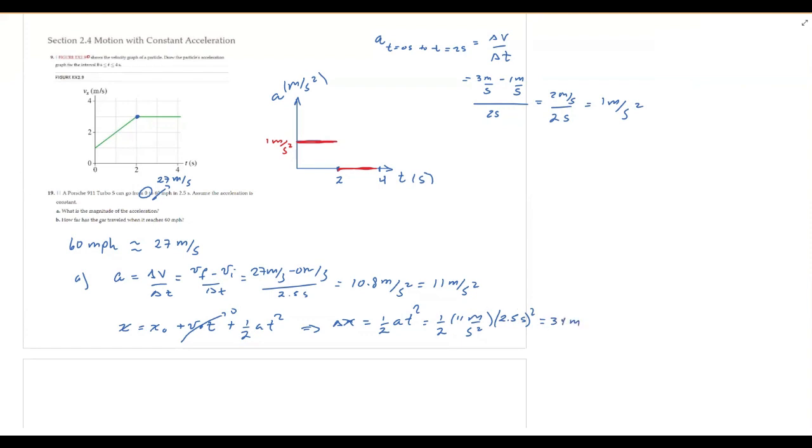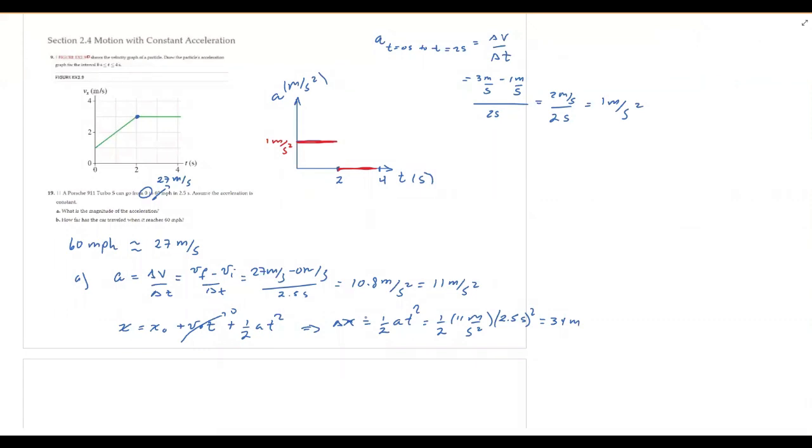So how far has the car traveled when it reached 60 miles per hour? It has traveled 34 meters. So now my car, I know, is 34 meters from the initial point, right? From the starting point. So this is the simplest way to calculate the position of the car once I know the acceleration and once I know the time it took for the car to go from 0 to 27 meters per second. Okay.